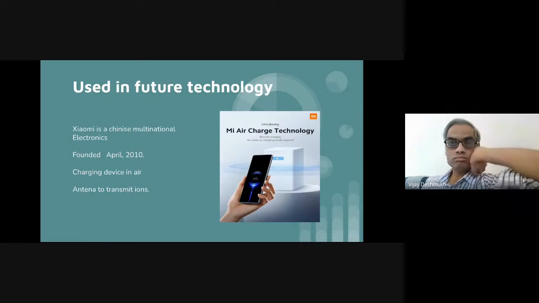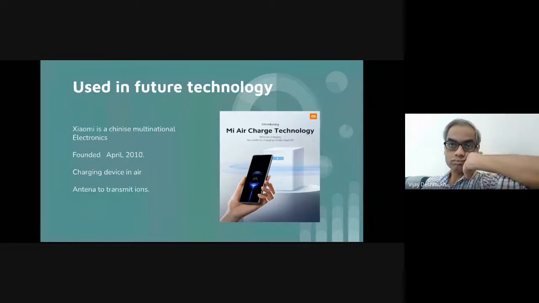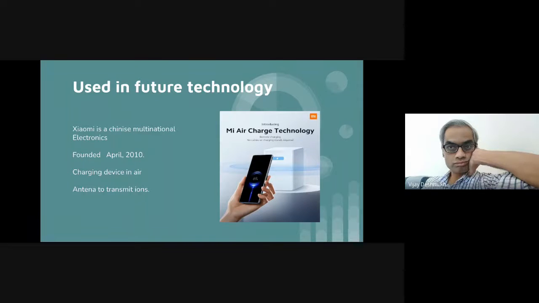Used in future technology. As we all know, the company named Xiaomi is a multinational electronics company founded in April 2010. They are adapting wireless charging technology by charging through air. By applying antennas to phones, it can catch the ions and can charge the phone through air.